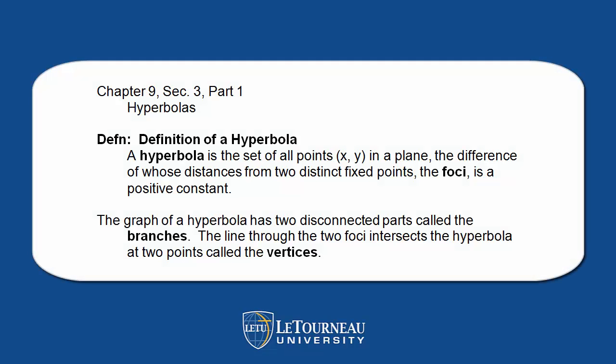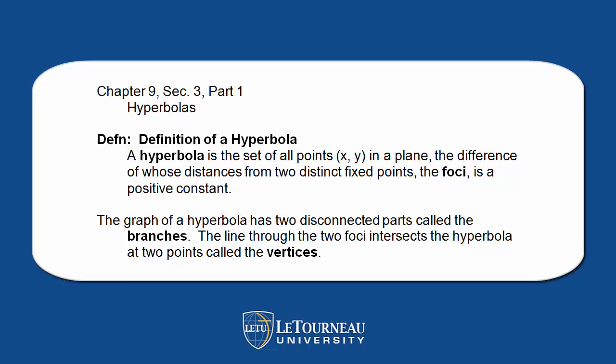Now, our last conic section is a hyperbola. A hyperbola is the set of all points x, y in a plane, the difference of whose distances from two distinct fixed points called the foci is a positive constant. The graph of a hyperbola has two disconnected parts called the branches.